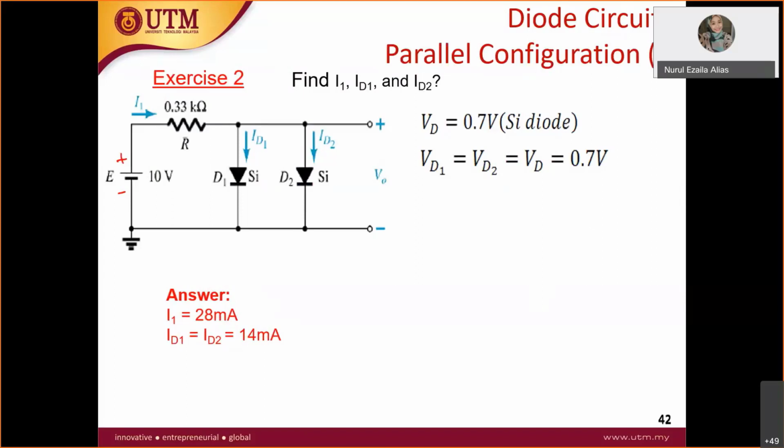Although it is in parallel, you need to define whether it is forward or reverse bias. So don't get nervous if you get this kind of question. Still go back to the basics. You have your anode here, plus, minus, plus, minus.